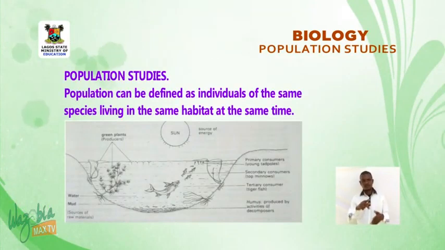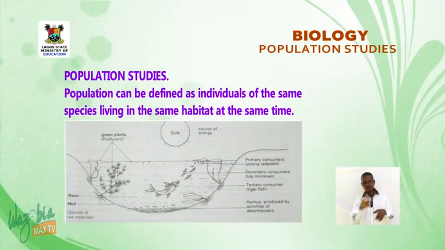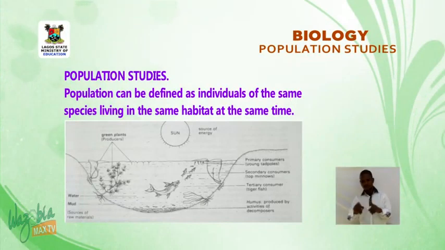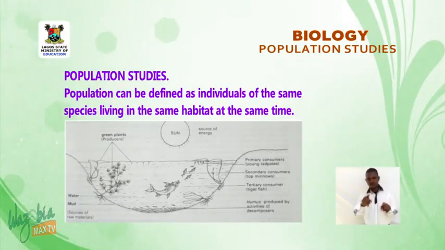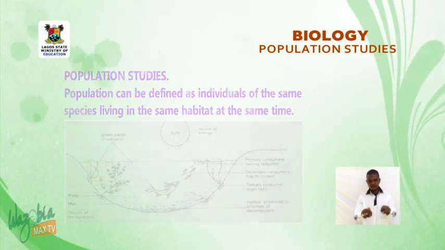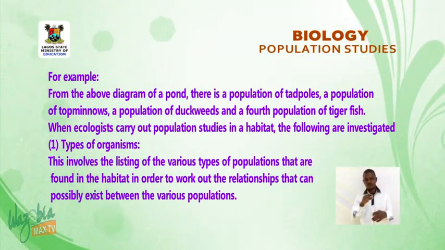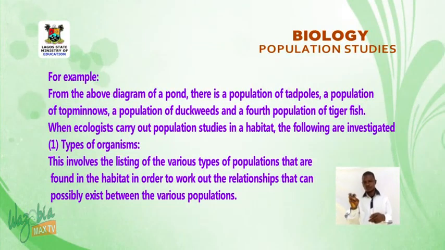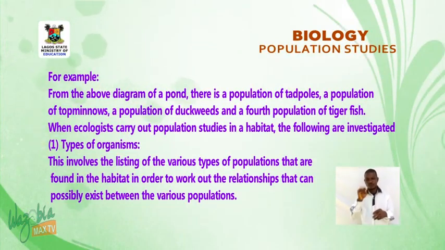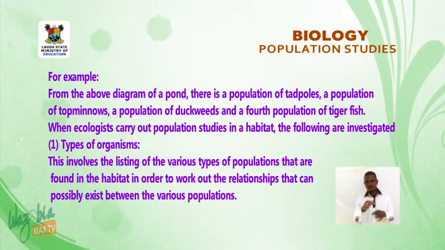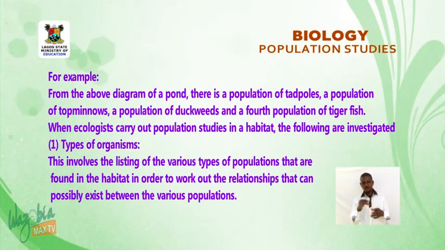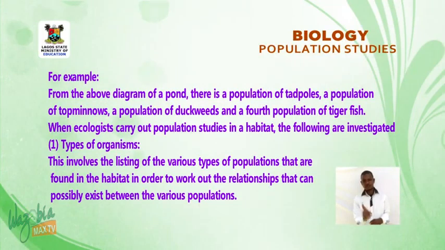Population studies. Population can be defined as individuals of the same species living in the same habitat at the same time. Example: from the above diagram of a pond, there is a population of tadpoles, a population of top minnows, a population of duckweeds, and a fourth population of tiger fish. When ecologists carry out population studies in a habitat, the following are investigated.